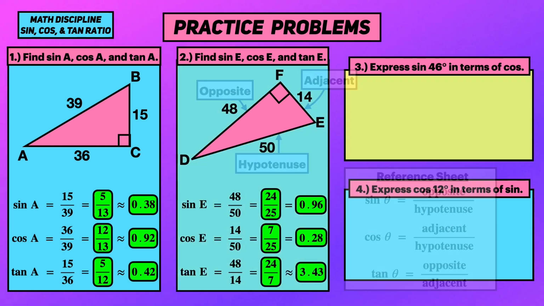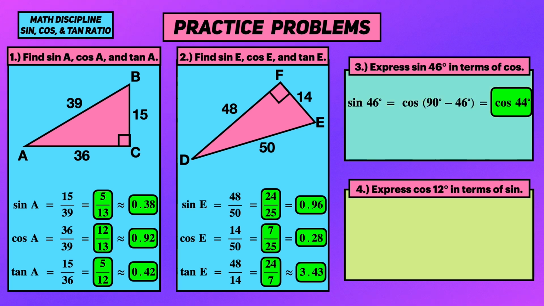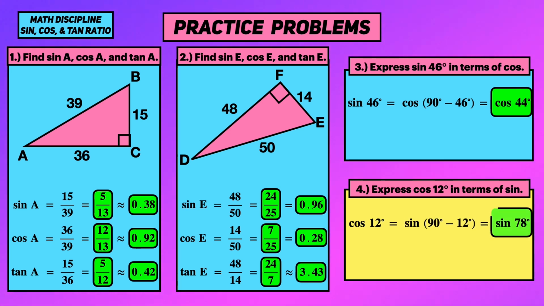Problem number 3. Express sine of 46 degrees in terms of cosine. So we write cosine and we subtract 90 minus 46 degrees to find the complementary angle of 46 degrees, and our answer is cosine of 44 degrees. Problem number 4. Express cosine of 12 degrees in terms of sine. So we write sine and we subtract 90 minus 12 degrees, and our answer will be sine of 78 degrees.